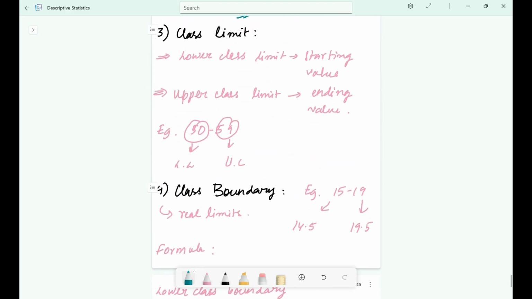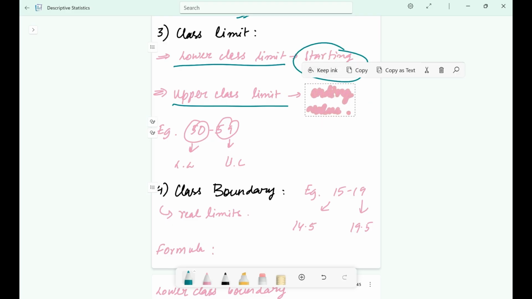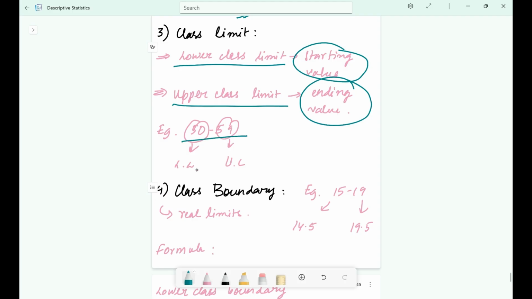Coming to the next term, which is class limit. Each class interval has two limits. The first is lower class limit and the next is upper class limit. What is lower class limit? It is the starting value. And what is upper class limit? It is the ending value. For example, in the class interval of 50 to 59, the lower limit will be 50 and the upper limit will be 59.